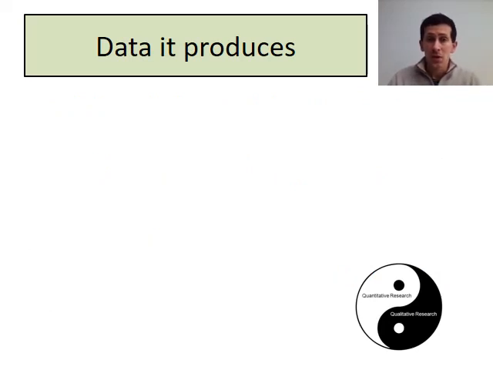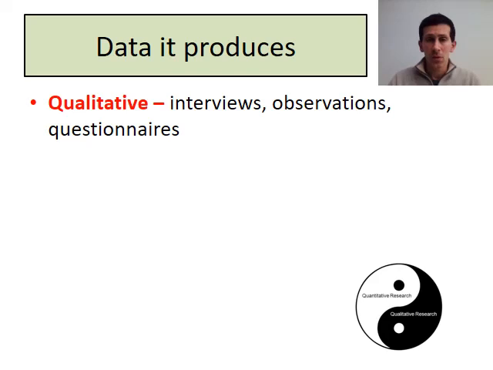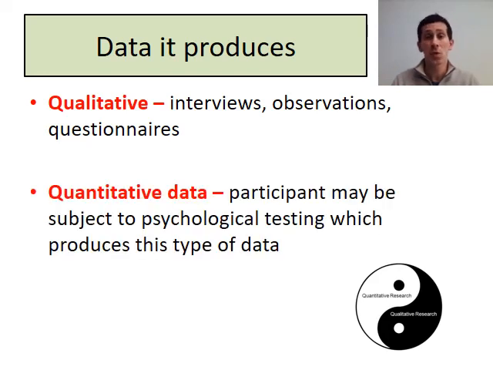So the next question is, what data does it actually produce? When we're talking about case studies, because there are so many different ways of gathering information, we can get different types of information. We can get qualitative information from interviews, observations, questionnaires. Remember, this is data that's usually associated with written words. And we can get quantitative data as well. We might put the participant through some psychological testing that provides us with numerical data. So there's a range of different data that a case study can produce.